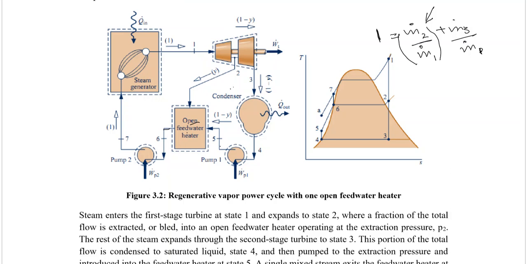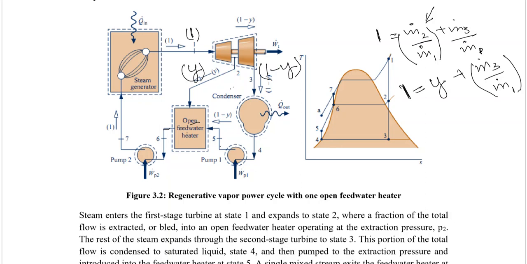Let me call this fraction Y. So 1 would be equal to Y plus M3 by M1. I'm sorry for that. So if M1 mass is entering, a fraction of mass Y would be bled out at state number 2. That leaves us with M3 by M1, which is left at state number 3. That would be 1 minus Y.